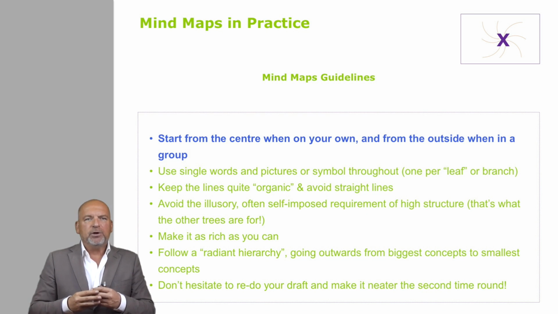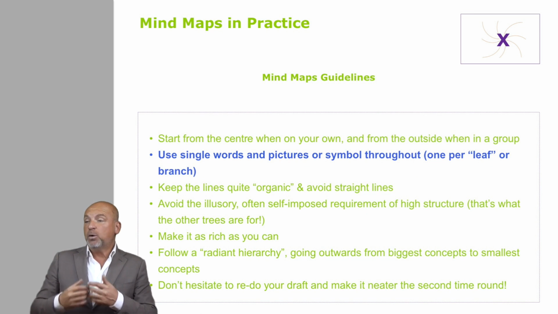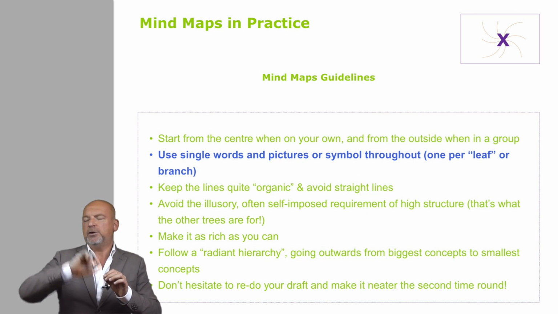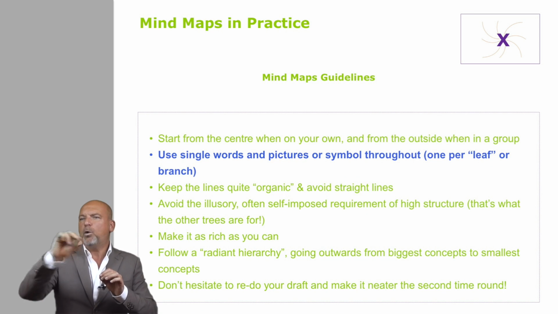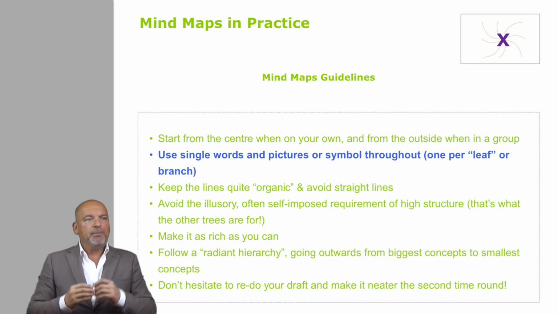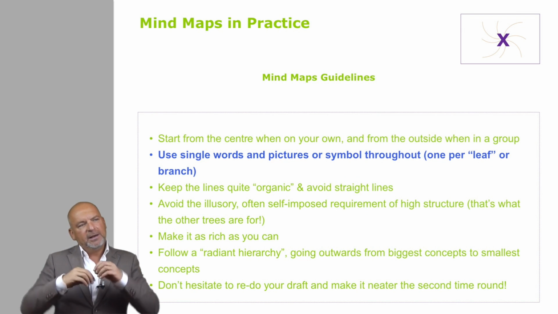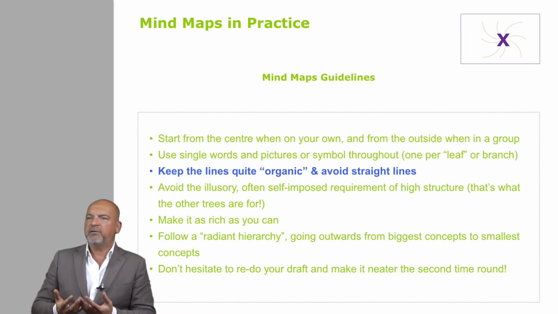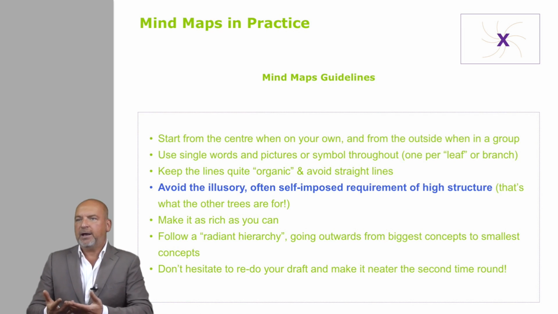Tip number 2, use single pictures or words or symbols throughout. So each branch is one word, each leaf is one word or one picture or one symbol. The third tip, as I mentioned earlier, is keep it quite organic. Can you see that the structure that you arrive at is your logic?